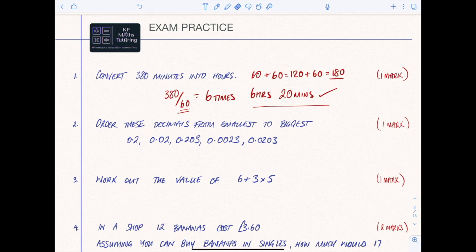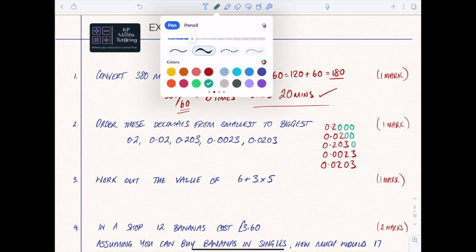Now the way I like to do this is take each number and put it on top of each other, lining up your decimals. So 0.02, 0.203, 0.0023, and then 0.0203. Then from there, what I suggest you do is any gaps that you've got where it doesn't make the decimal places the same, just fill them up with zeros. And if you've got a different colour, good to use a different colour.